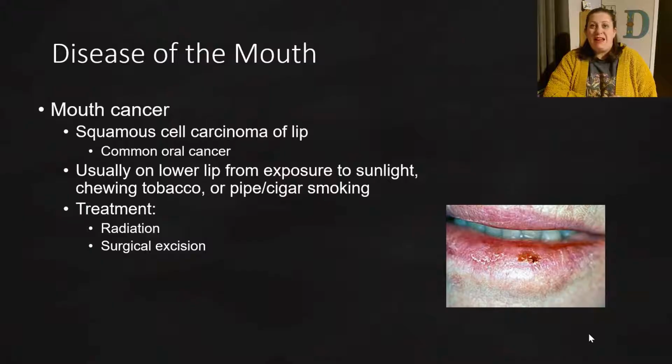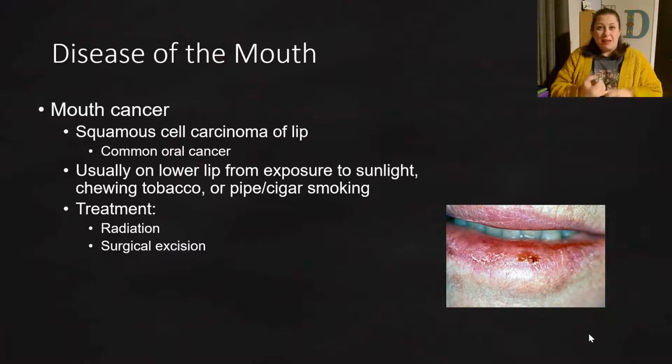And the main way to diagnose this is to do a tissue biopsy and look for those cancer cells. Treatment would be radiation, also surgical excision of the cancer. And we want to make sure that we get all of it. Otherwise, we may have to continue the radiation and potentially chemotherapy if this starts to metastasize, but normally it doesn't.